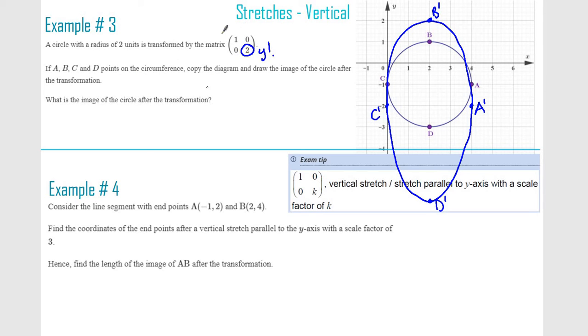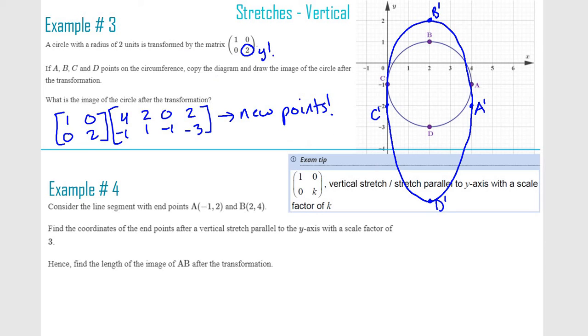And again, if we weren't sure what was going to happen, because it certainly didn't say what was happening here, we could write down all the points and multiply them by the matrix, 1, 0, 0, 2. And let's see, A is 4, -1. B is 2, 1. C is 0, -1. D is 2, -6. No, what am I doing? 2, -3. Okay, and then that will also give us our new points.